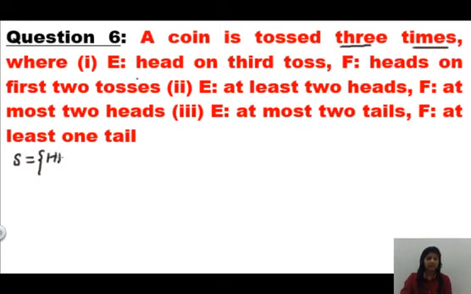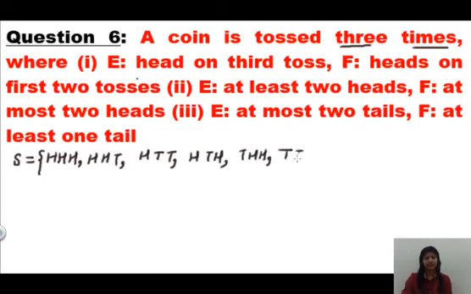The 8 outcomes will be: head, head, head; head, head, tail; head, tail, head; tail, head, head; head, tail, tail; tail, head, tail; tail, tail, head; and tail, tail, tail. So these are the 8 outcomes, as you can count. This is the sample space.